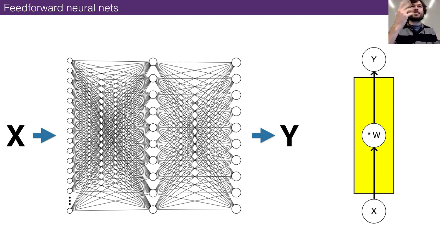And you can encapsulate your conception of a feedforward neural network with the diagram on the right. So this is the ultimate black box. You get an input called X, and it goes through this yellow module here, which is the neural network. The neural network is characterized by some number of layers of weights. So you're basically multiplying X by W, a whole bunch of weights, and you get Y on the other side. That's what a feedforward neural network is.